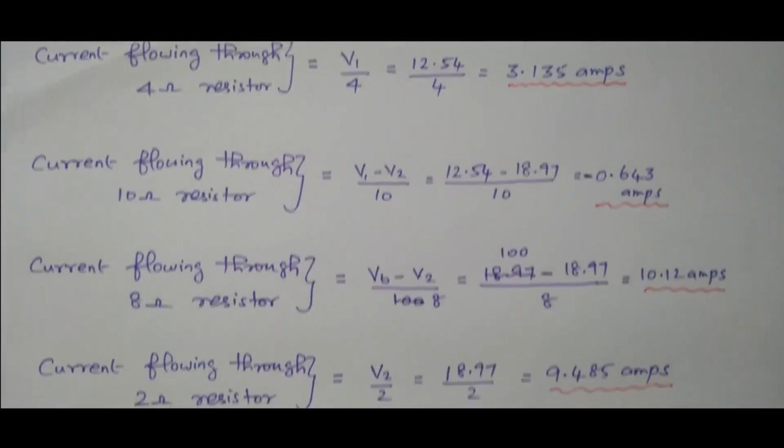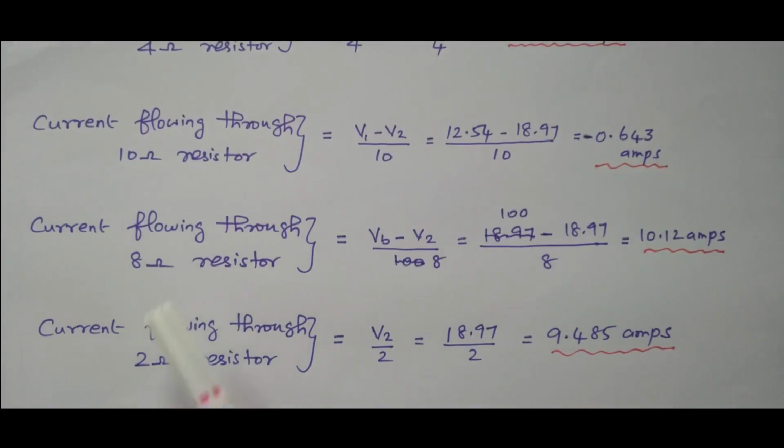Then there are another 2 resistors available. Current flowing through the 8 ohm resistor is VB minus V2 divided by 8. VB is 100, the second supply voltage, minus 18.97, divided by 8 is 10.12 amperes, positive only. Then current flowing through the 2 ohm resistor, V2 by 2 equal to 18.97 by 2, that is 9.485 amperes. Now we calculated the current flowing through all 5 resistors.